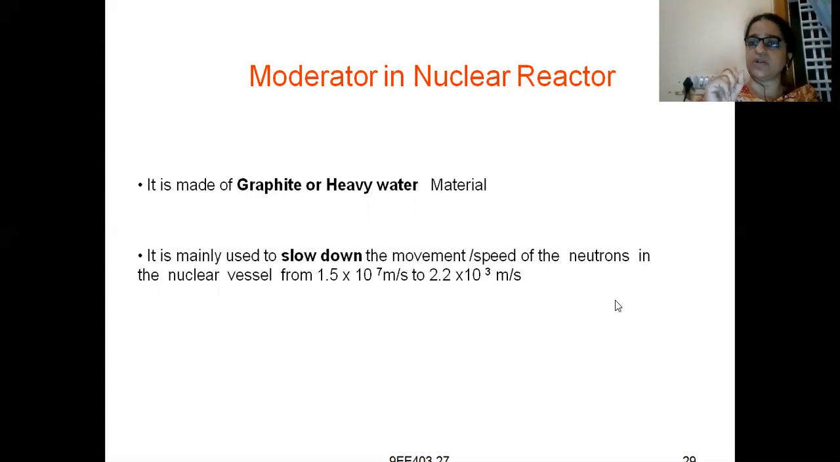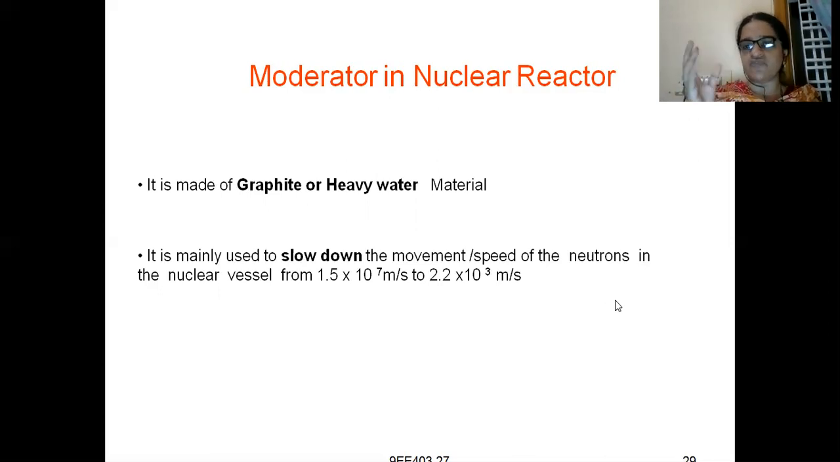these neutrons will move faster and faster, and they will try to bombard another uranium atom, and again one neutron comes and bombards another uranium 235 isotope. This will be done within a fraction of a second, immediately, one after the other. This neutron will come and bombard the uranium atom, and this will go on progressively in a continuous manner.